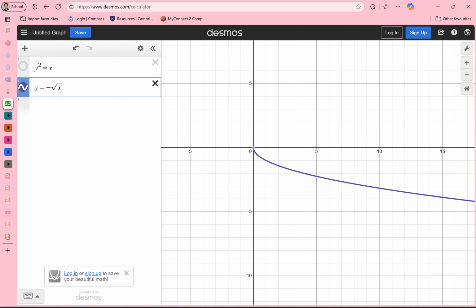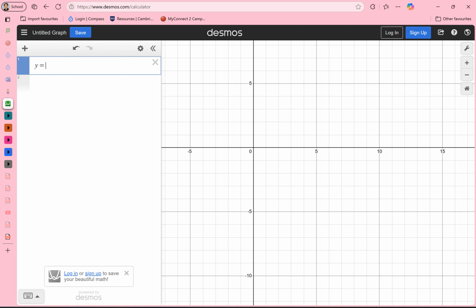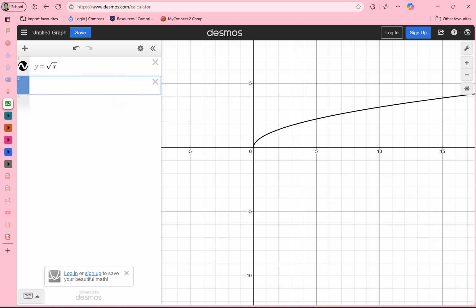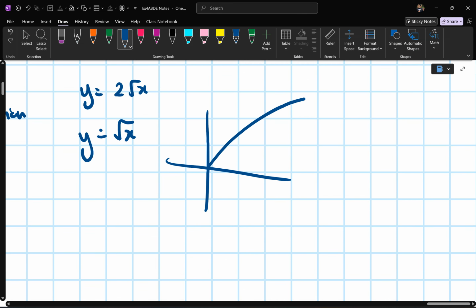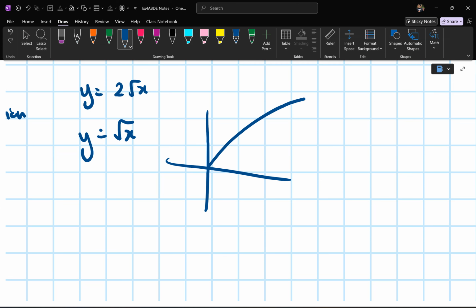So if I delete this, I delete this, I delete this, let's type it in. y equals root x. This is what the original graph looks like. As soon as I put a 2 in front of it, that's what it looks like. But if you were to draw it, and I gave you this as part of your SAC, I said sketch that, no one knows if that's a 2, that's a 1, or 3, or 7. So how do you do it?